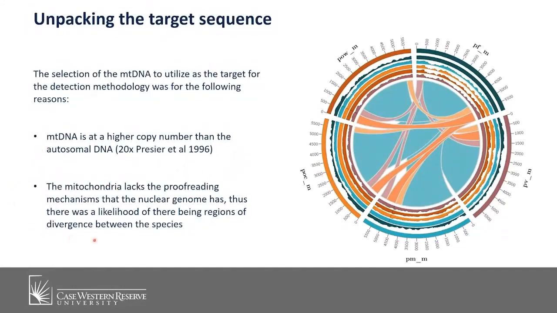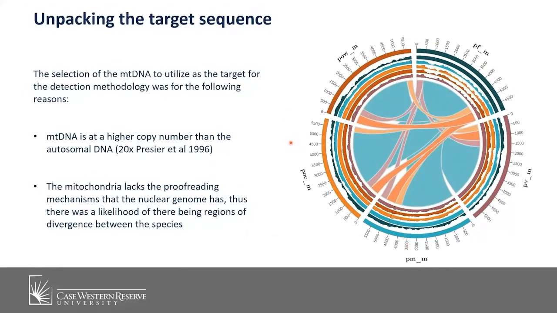And then also we picked the mitochondria because the mitochondrial DNA lacks the proofreading mechanism that the nuclear genome has. And thus it makes it theoretically more likely to diverge more quickly, meaning that the different species would separate in base pairs more quickly than the nuclear would because there's nothing correcting it. And yes, I know that this graphic over here is quite a lot to look at, which is why I'm going to spend the next couple slides breaking this graphic down for you.